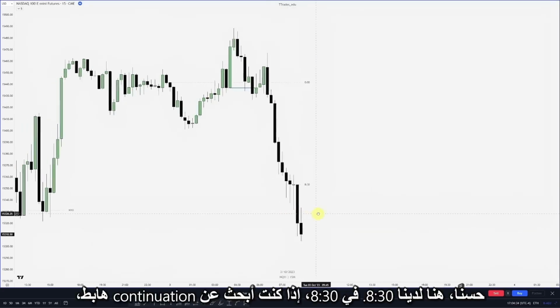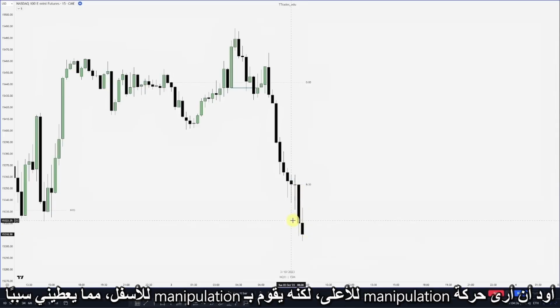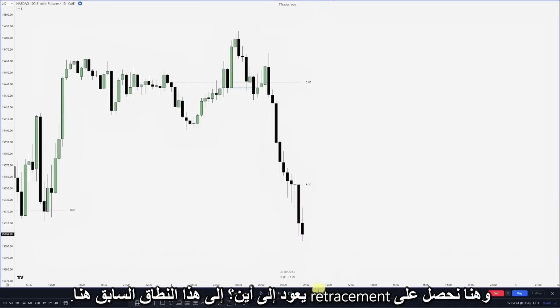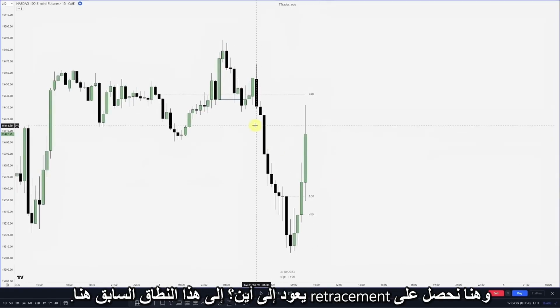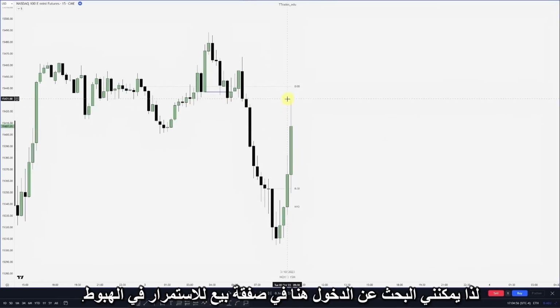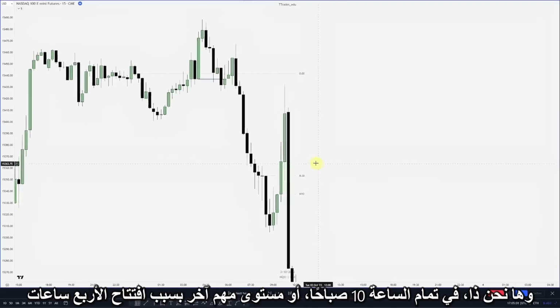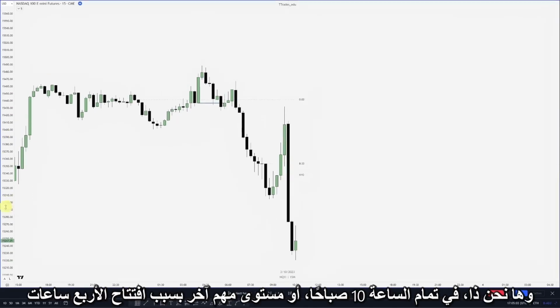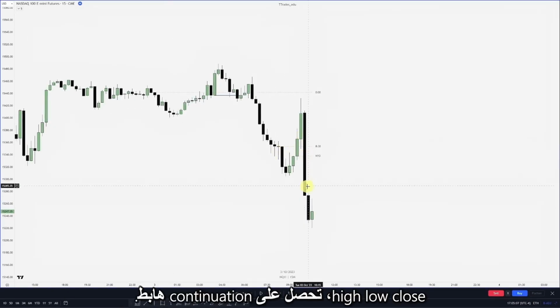Well, here we have 8:30. If I'm looking for a continuation lower, I'd ideally like to see it manipulate up, but it manipulates down, which gives me a reason to think we get a retracement. Here we get a retracement back where? Into this previous range here. So I could look to get onside in here for a short to go lower. And there we go, right at 10 a.m., or another important level due to the 4-hour open high-low close, we get a continuation lower.